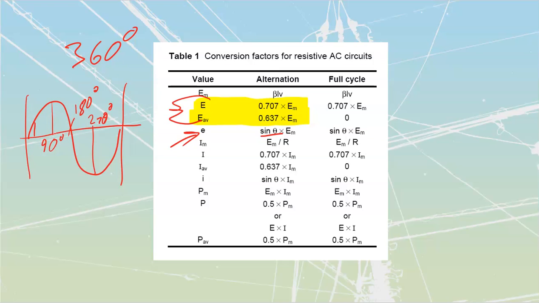We will use this one when we get into some of our thyristors inside of third year. It's an important formula that you're going to have to hold on to, remembering that sine theta multiplied by your maximum is going to give you an instantaneous.